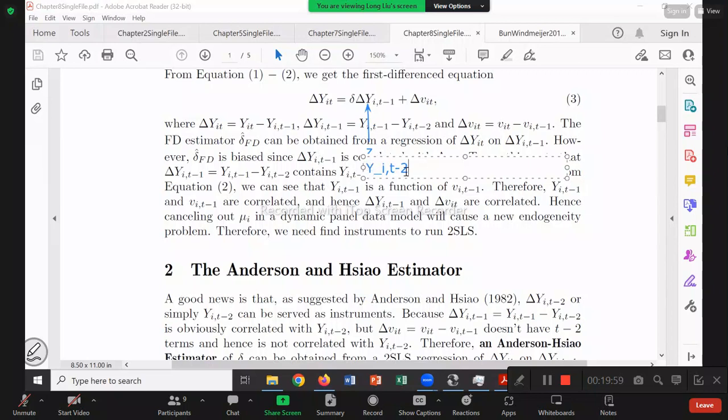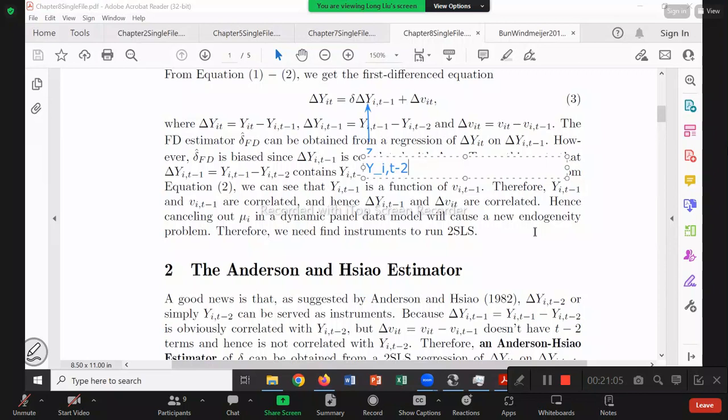Second condition: y t minus 2 needs to have nothing to do with our error term. Our error term is v i t minus v i t minus 1, which come from periods t and t minus 1. How about our instrument, y t minus 2? For example, y t is a function of v t, y t minus 1 is a function of v t minus 1, and similarly y t minus 2 is a function of v t minus 2. So as long as we can argue v t minus 2 has nothing to do with the error term, we finish the proof.